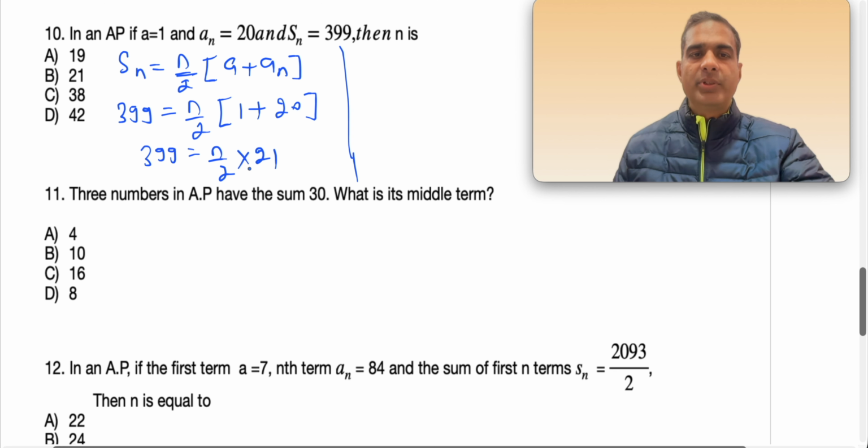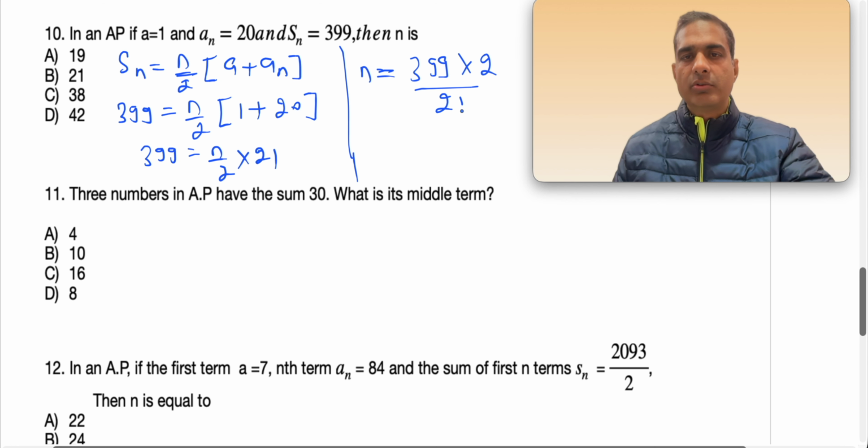Right. So from here we can write n will be equal to, we can shift things to the left-hand side, so it will be 399. 2 was in division, so it will come in multiplication. 21 was in multiplication, so it will come in the denominator. So we can cancel 399 by 21, 21 times 1 is 21, 39 minus 21 is 18, and 189, so it will go 19 times, so 19 into 2 is 38, so n is 38. So there were 38 terms in this series.